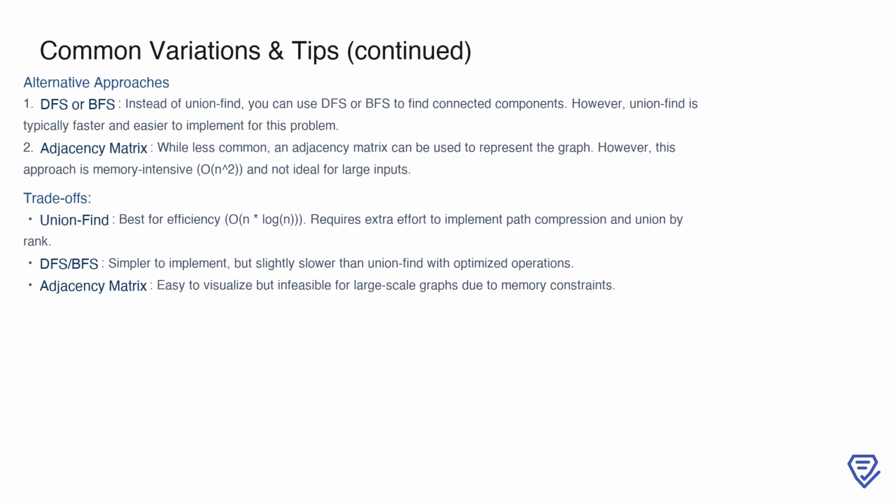It's important to weigh the trade-offs between these methods. Union find offers the best efficiency, with a time complexity of O(n log n), but requires careful implementation of optimizations like path compression and union by rank. DFS and BFS, on the other hand, are more straightforward to code but may not perform as well for larger problems. The adjacency matrix, while intuitive, is generally unsuitable for large-scale graphs due to its memory demands. Understanding these trade-offs will help you choose the right approach based on the problem's constraints and requirements.